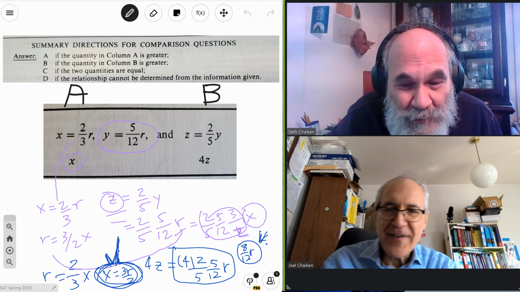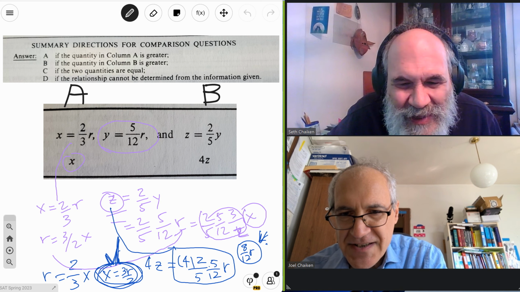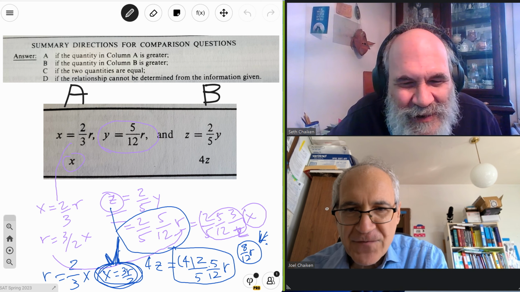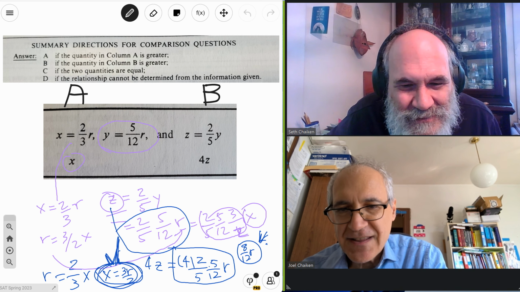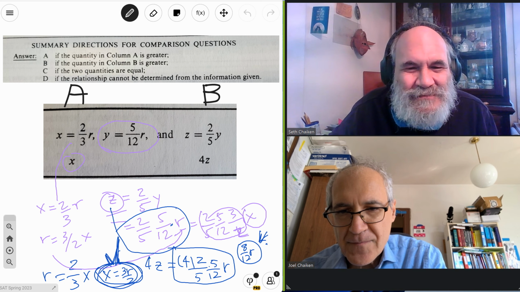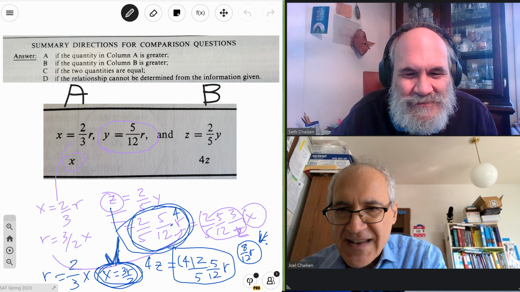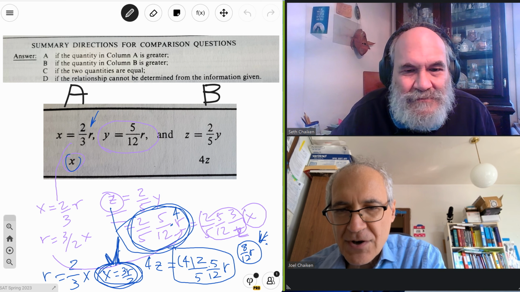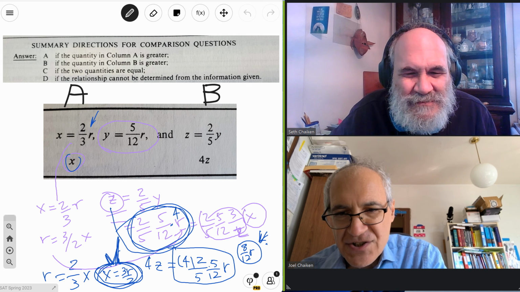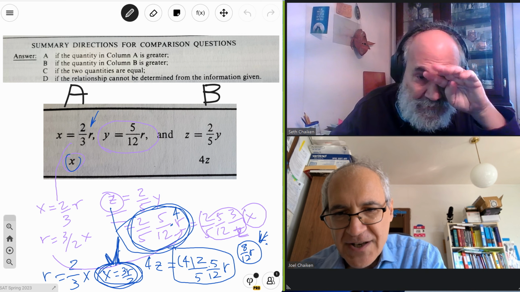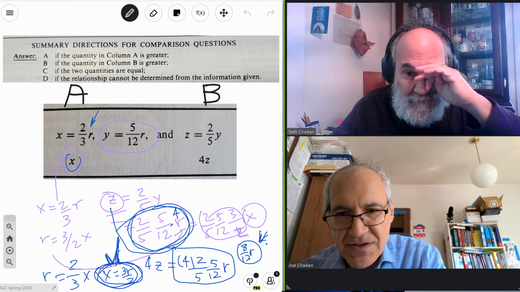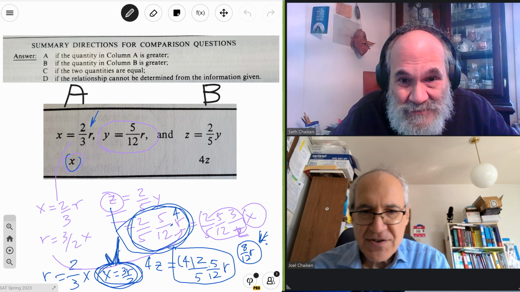You see how I did it? You were very smart to say Z is this thing, right? They want 4Z, so you multiply this by 4. And you have something in R, right? And X is also in R. X is 2/3 R. And 4Z is 2 times 5 times 4 divided by 2 times 12 times R. See? You just compare the two.